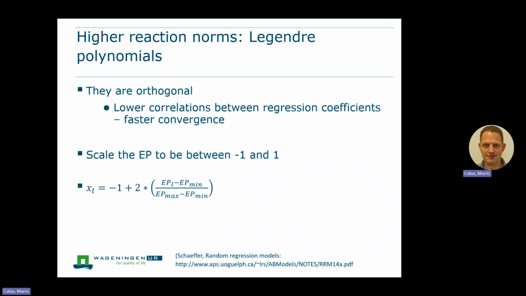The typical approach that's taken is that you first scale your environmental descriptors to be somewhere on a scale between -1 and 1. And then if you go to the second or higher order, you use these Legendre polynomials that are estimated following a fixed function.